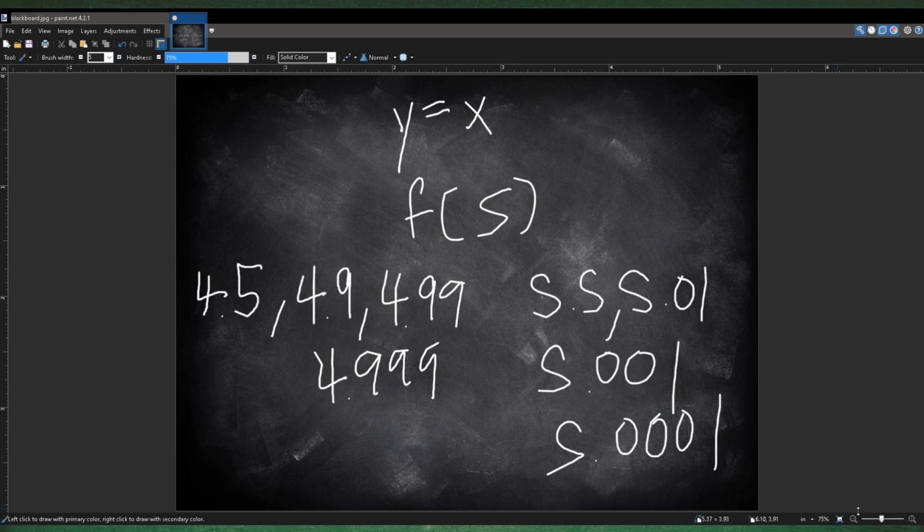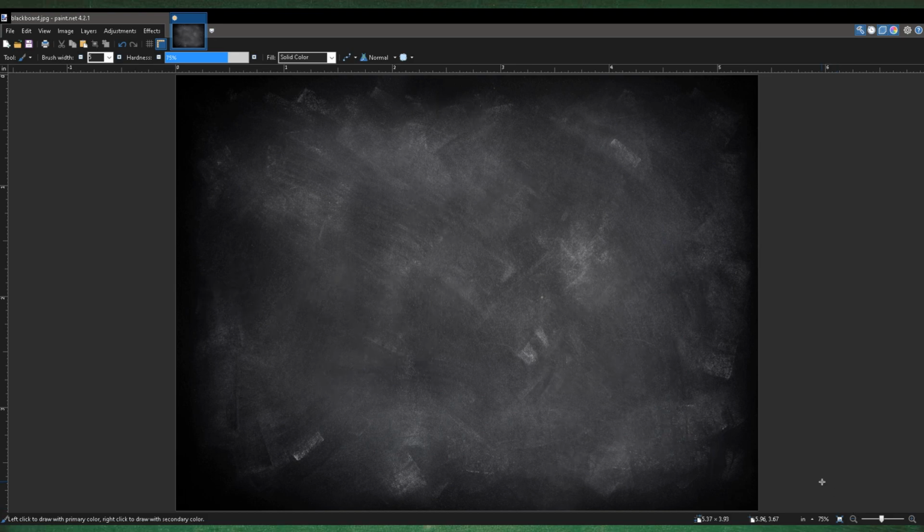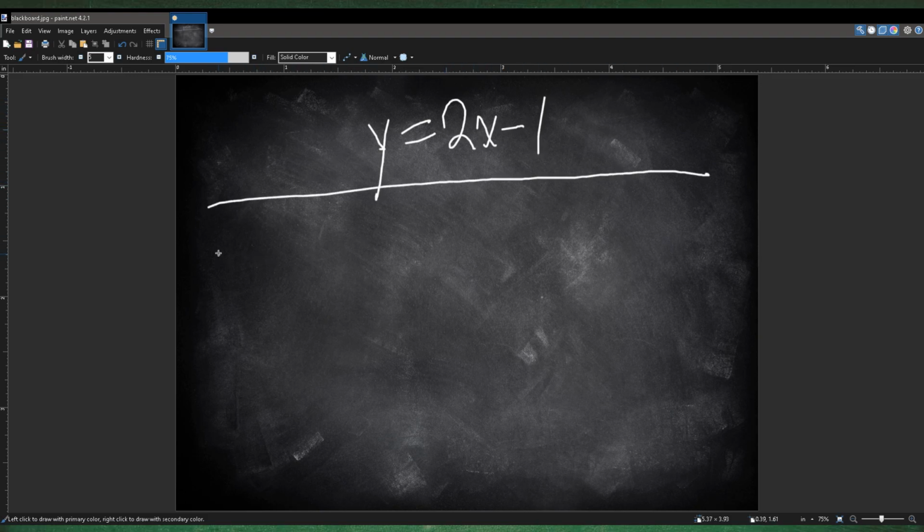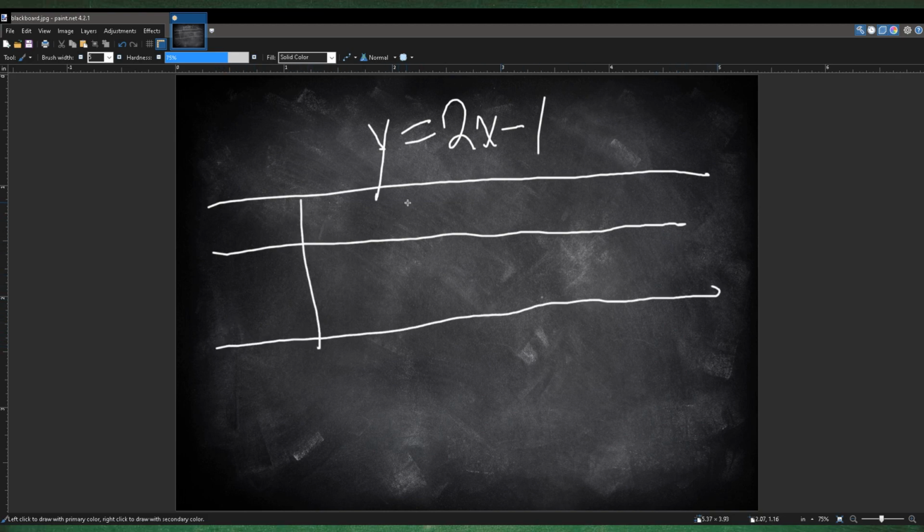This might seem somewhat confusing because I'm using the equation y is equal to x. So let's change this to y is equal to 2x minus 1, right? Let's make somewhat of a table, and let's just have a few numbers. So let's say we want x is equal to 5, right? We want to find the limit as x approaches 5. So let's choose a really small number.